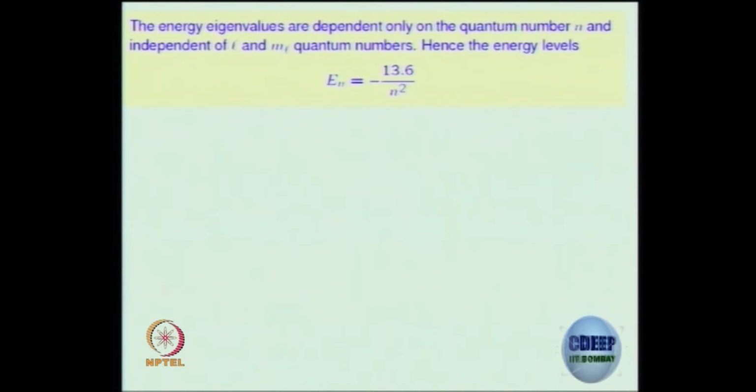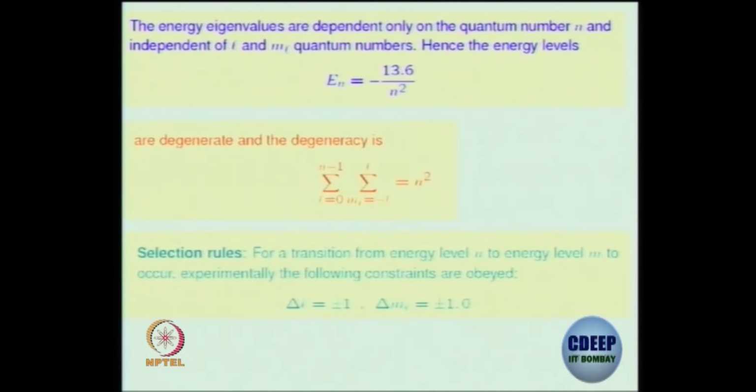So then you can actually tell what the degeneracy is for every principal quantum number. I am sure you have done it in chemistry. What is the degeneracy? It's just n squared if you don't include the spin quantum number, but if you include the spin quantum number, you will have 2n squared.